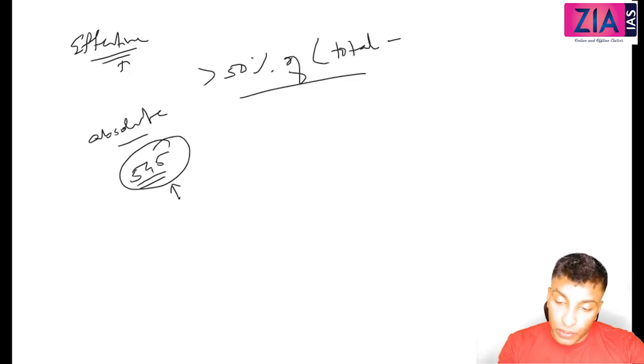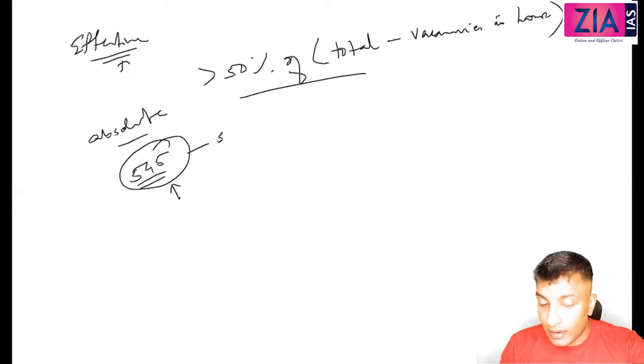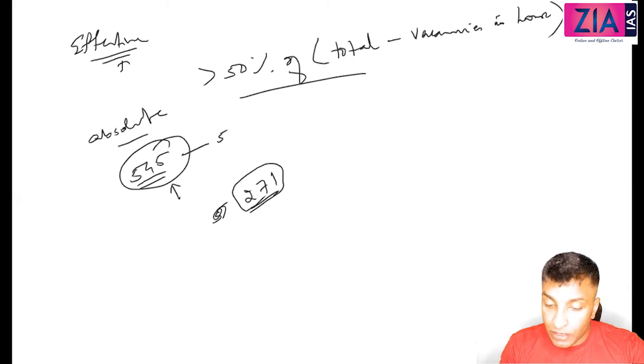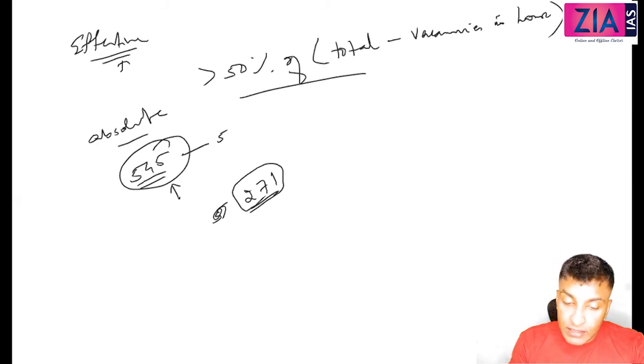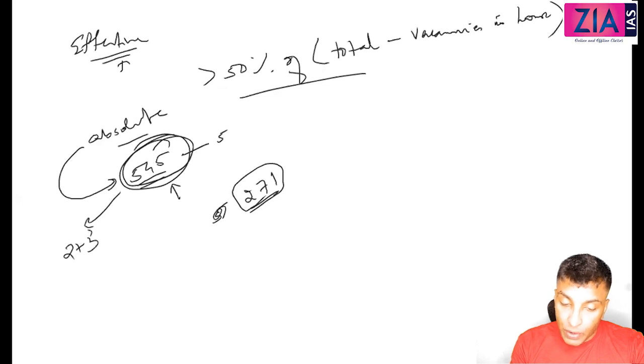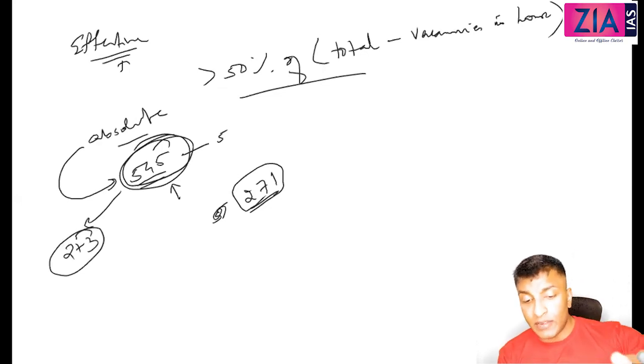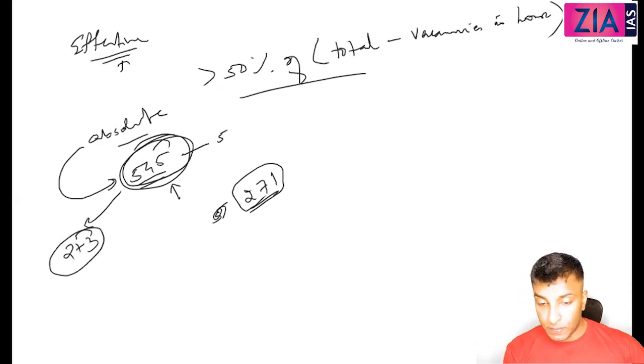So what we need to do here is exclude the vacancies in the house. For example, 545 are there and 5 vacancies. So what do you mean by effective majority? 540, half of that is 270 plus 1, 271. This is effective majority. Absolute majority means 545 majority, that is 273. Absolute means it doesn't matter whether a vacancy is there or not, it is the total house.